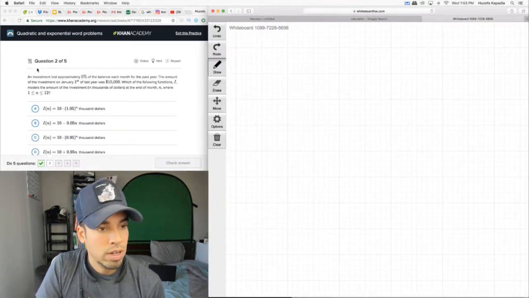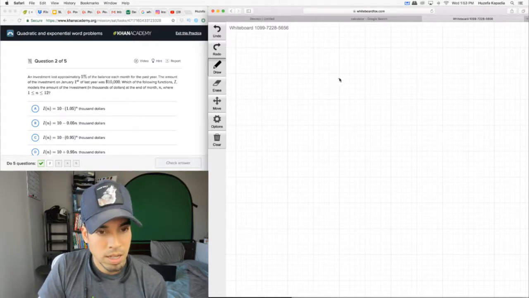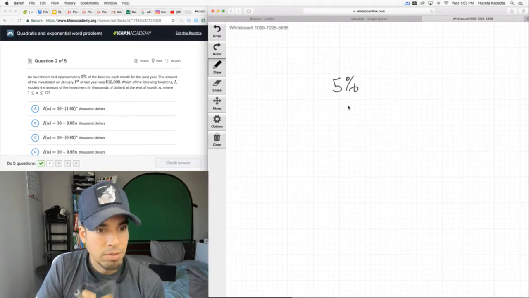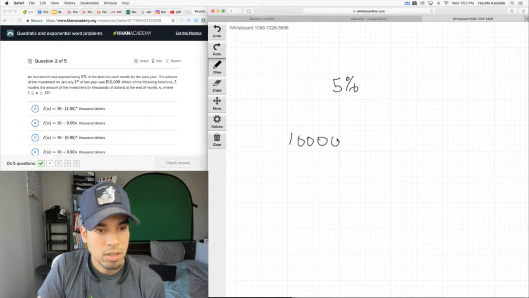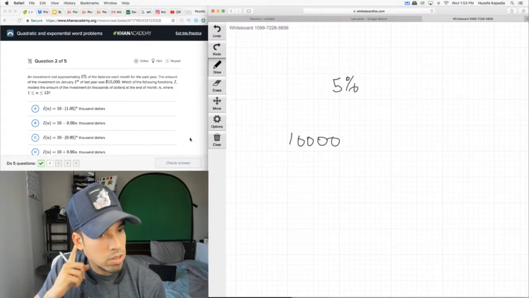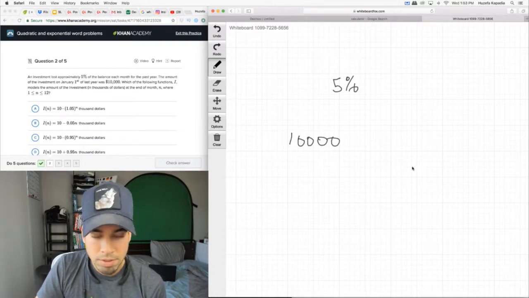Question number 2, no calculator, so I cannot use a calculator for this. An investment lost 5% of the balance each month for the last year. The amount of investment on January 1st of last year was 10,000. So every month they're losing 5%. Which of the following functions models the amount of the investment at the end of month n, where n is between 1 and 12?